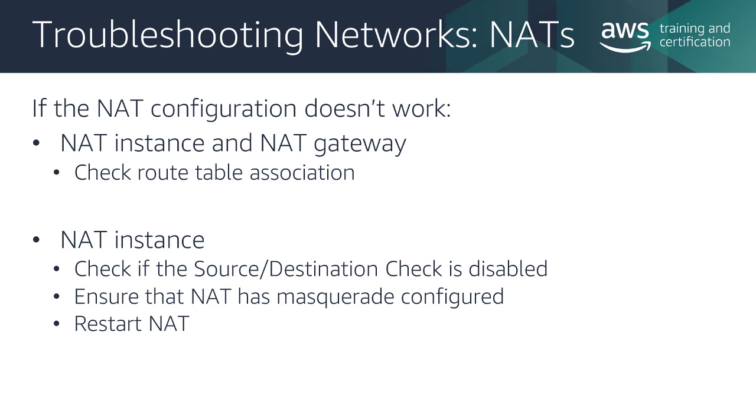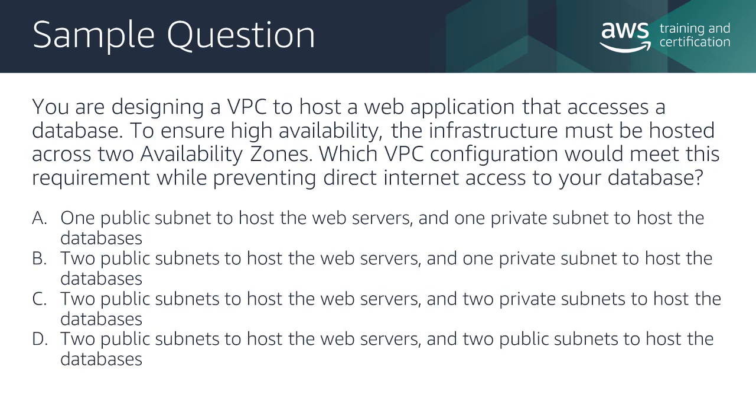Problems with the NATs, there's NAT configuration issues. Well, in both cases, if it's a NAT instance or a NAT gateway, make sure you've got the right route table association, that the route table is associated with the subnet. And if it's a NAT instance, go through your checkboxes. Is the source destination check disabled? Does the NAT in fact have masquerade already configured? Bounce the NAT. Do whatever you need. It's normal EC2 troubleshooting. Let's take a look at some sample questions.